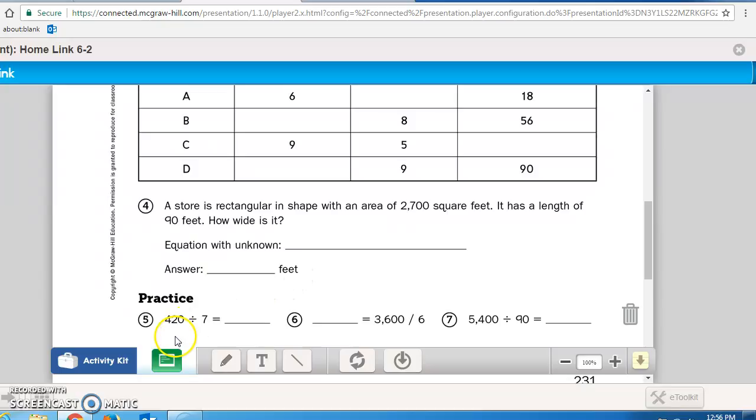And the final thing you will do is the division problems here on the bottom. When you have finished Math Masters page 231, please bring it up to me so that I can correct it and check it off that you are done with 6-2.